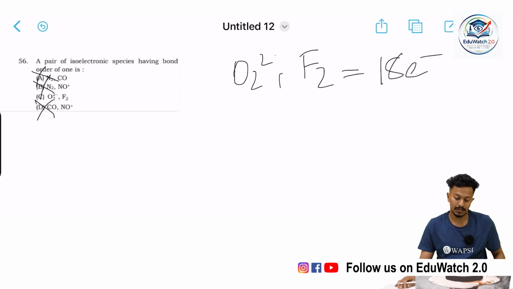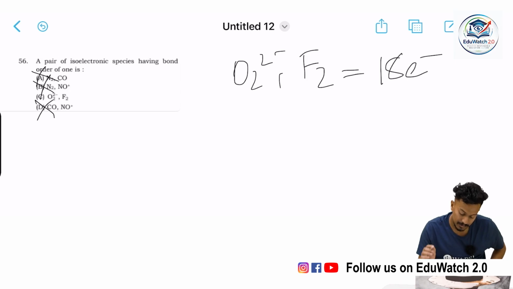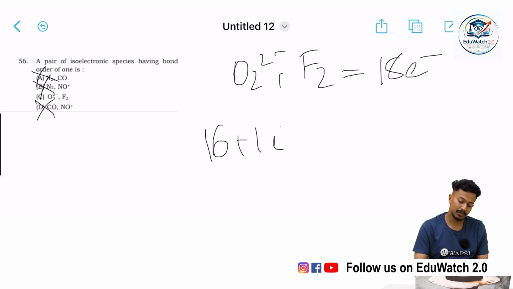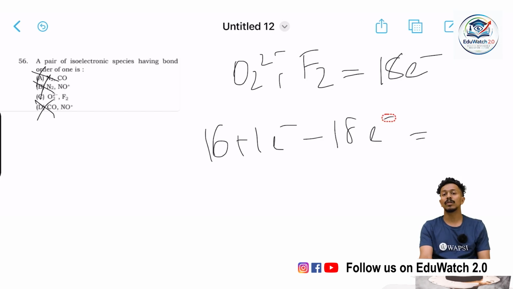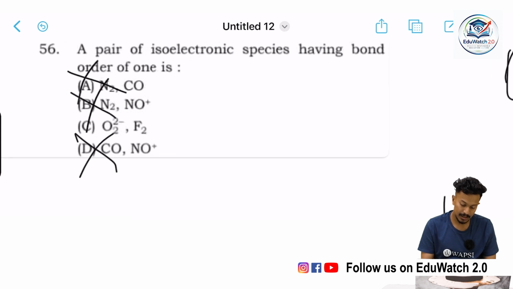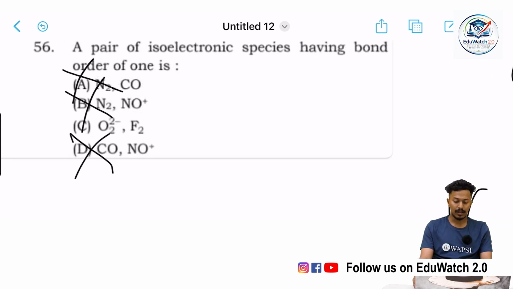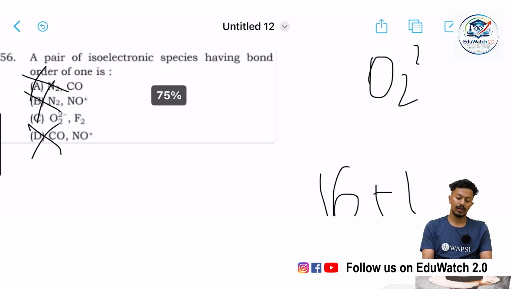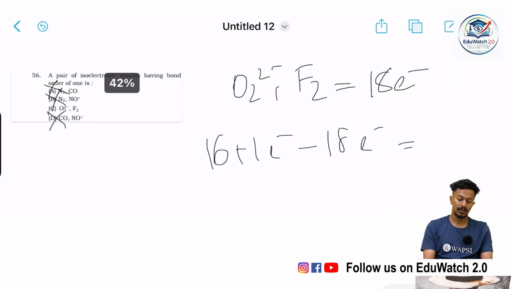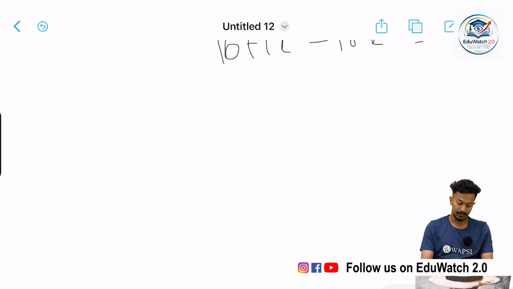Yes, O2 2 minus contains 18 electrons, 16 plus 2 electrons, and fluorine contains 18 electrons. Therefore both of them are isoelectronic with each other. Nitrogen molecule and carbon monoxide do not have equal numbers of electrons. So option C is the correct answer for this question.